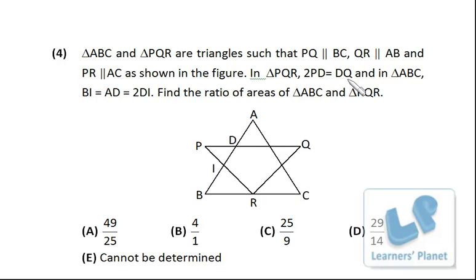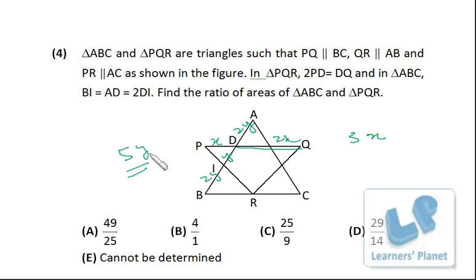2PD, I assume PD to be x. So if this is x and 2PD is equal to DQ, now the figures are symmetric, right? So if this length is x, this length must be 2x. So the total length of PQ must be 3x, right? Similarly, in triangle ABC, BI is equal to AD is equal to 2DI. So I assume DI to be y, then this must be 2y, and this must be 2y, right? So the total length must be 5y, right?